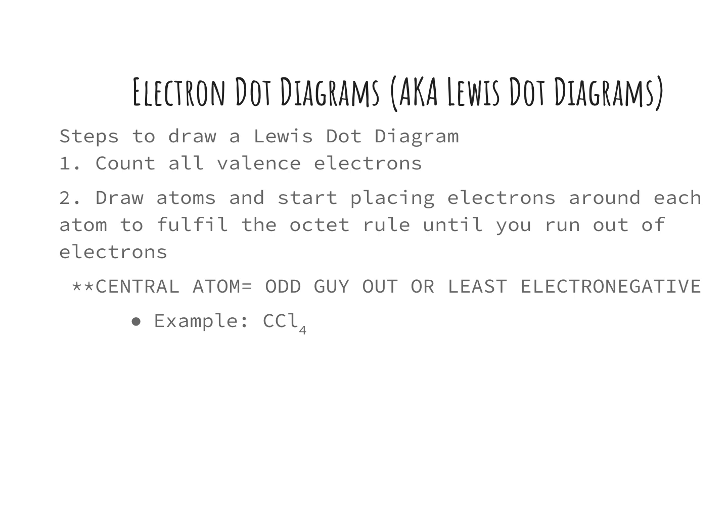So when we draw atoms, how do we know which one goes in the center? The center atom, I call it the odd guy out. The real rule in chemistry is the least electronegative atom goes in the middle. However, if you forget the trend for electronegativity, it's the odd guy out. And then let's review the octet rule. For the octet rule, hydrogen and helium want 2 electrons, and all others want 8 electrons.